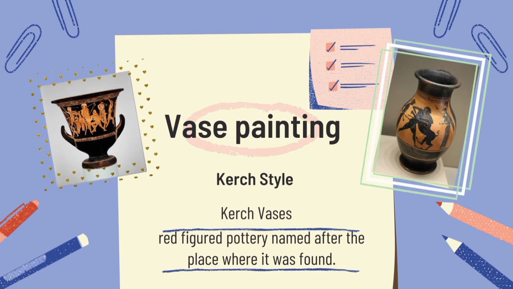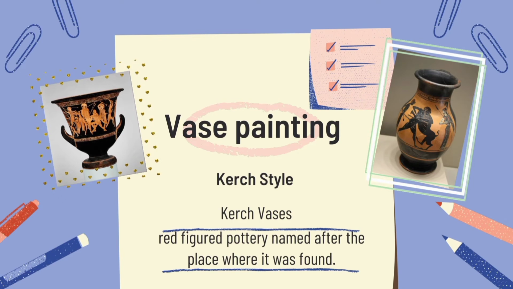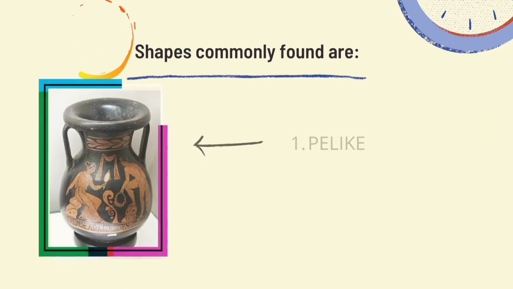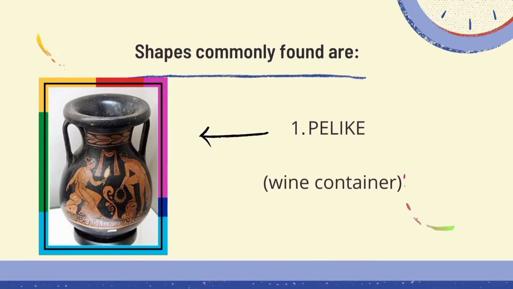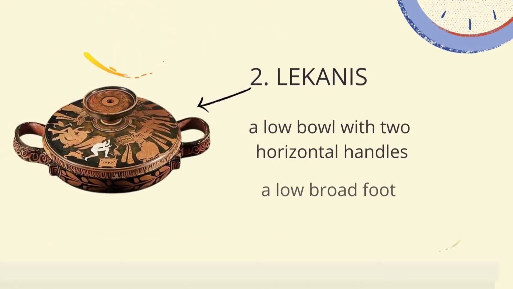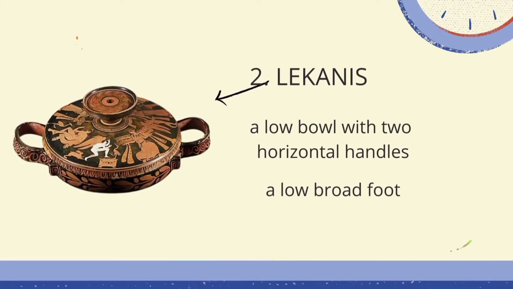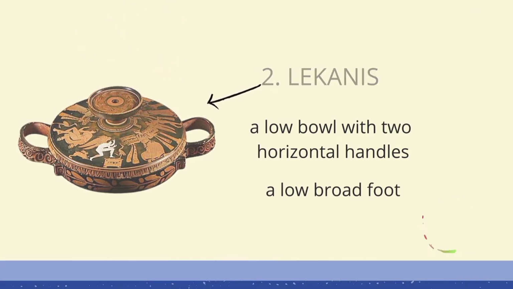Vase painting. Kerch vases are red-figured pottery named after the place where it was found. Most common shapes are: number one, pelike, or the wine container. Second, lekanis, a low bowl with two horizontal handles and a low-browed foot.